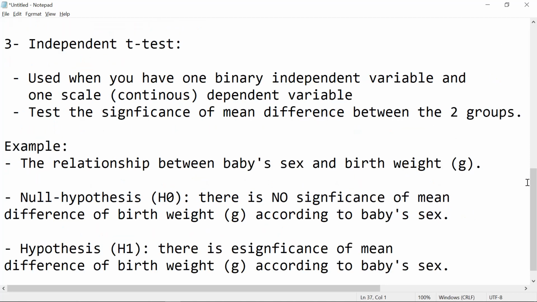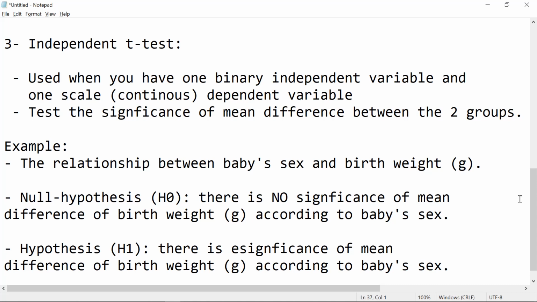The third one is independent t-test. We use it when we have one binary independent variable and the other variable, the dependent one, is scale or continuous. The t-test will give us the significance of mean difference between those two groups. For example, we have the relationship between baby sex and the birth weight in grams. We will test this in the SPSS program in a second.